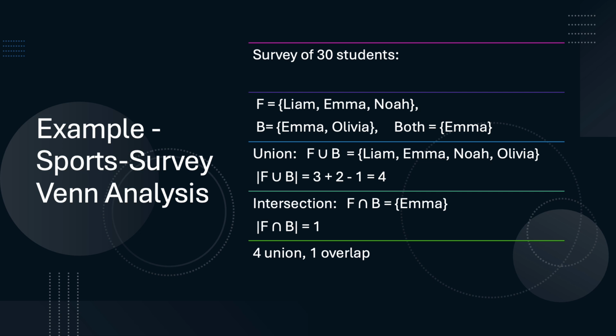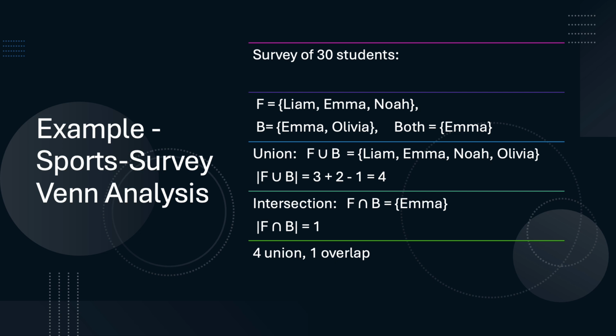Here I'm explaining a simple example using two sets. Set F represents students who like football, which is Liam, Emma, and Noah. Set B represents those who like basketball, which is Emma and Olivia. We are interested in finding out who likes only one sport and who likes both.